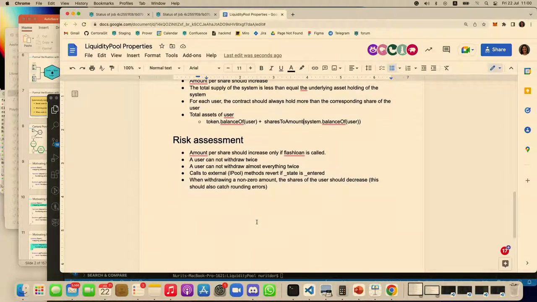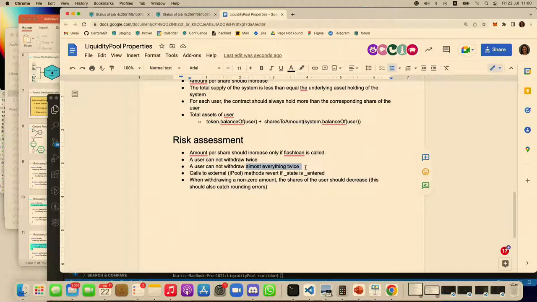Risk assessment. So we talked about the amount per share should increase only if flash loan is called. A user cannot withdraw twice. A user cannot withdraw almost everything twice. So what is almost, and how do you define almost in a formal way? This is not easy.